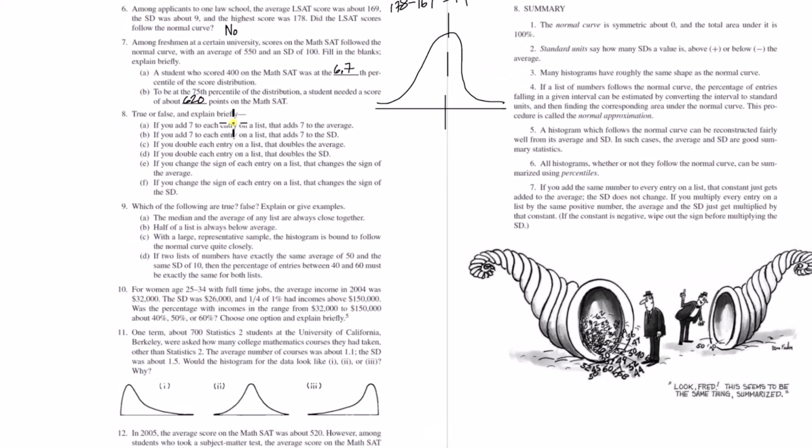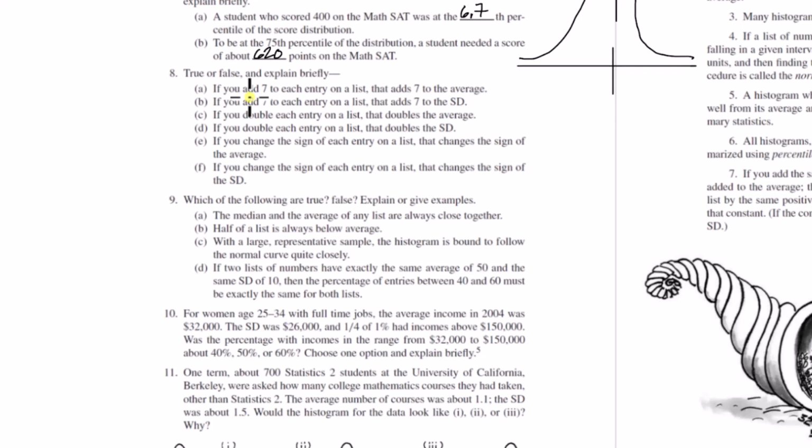True or false, and explain briefly. If you add 7 to each entry on a list, that adds 7 to the average. True. And it doesn't change the standard deviation. If you add 7 to each entry on a list, that adds 7 to the standard deviation. No. False. It doesn't change the standard deviation.